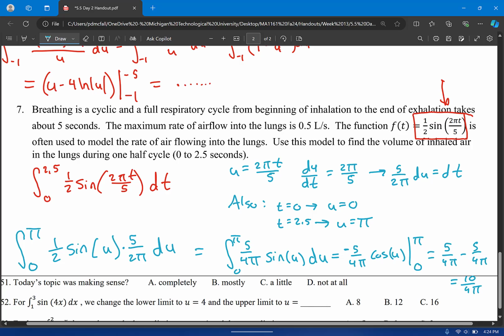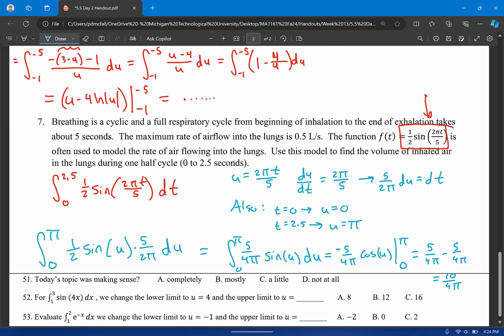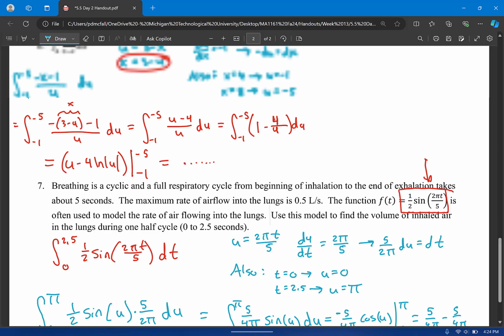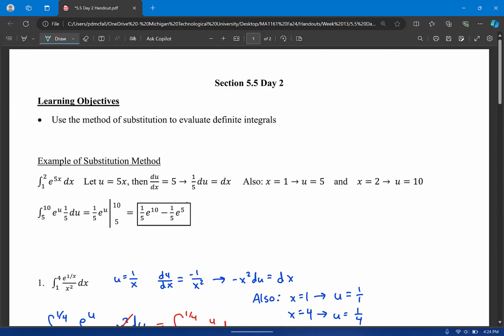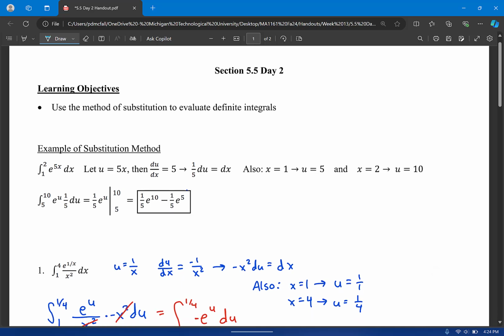All right, well, that's it for this handout. Again, the main idea is we're simplifying a messy integral into something simpler by the use of substitutions. And the difference with day 2 in comparison to day 1 is we're working with definite integrals instead of indefinite integrals. So we have these limits of integration that we need to change to be in terms of u. And that's kind of the extra layer so that we can find areas under curves when the functions are messy.